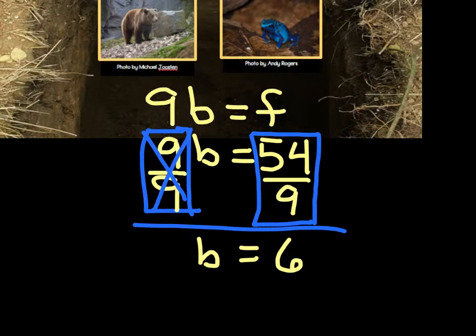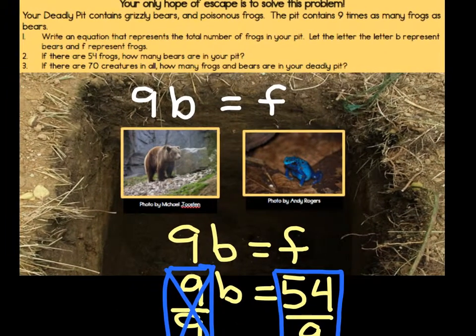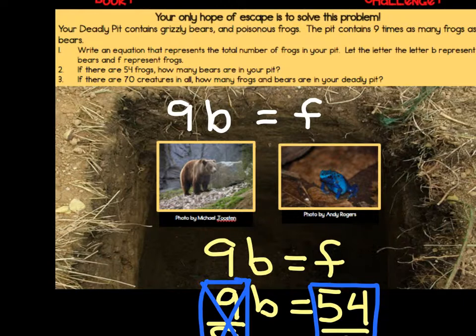And I just want to say that this box method gets a lot more complicated as these problems get harder. And if you keep using the box method and do one step at a time, it makes it really super simple, my friend. Okay, let's move on to our third question here. And the third question says, hey, if there are 70 creatures in all, how many frogs and bears are in your deadly pit?